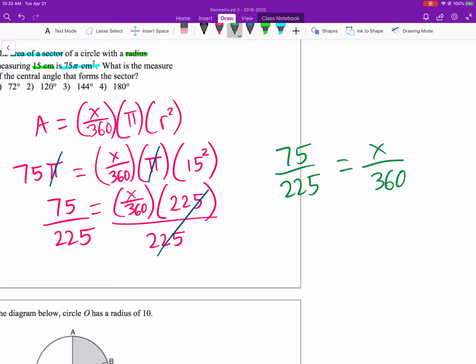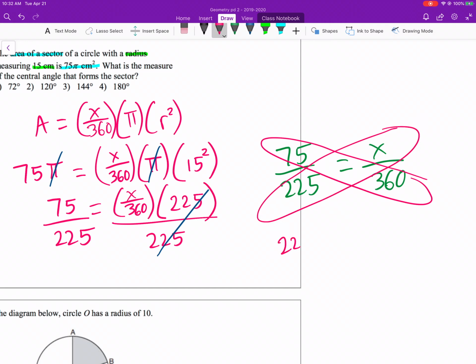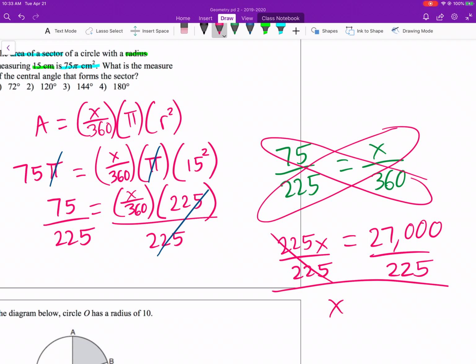So now it's just a proportion. Cross multiply. So you get 225 times x, which is just 225x. 75 times 360 is 27,000. And you get 120 degrees.